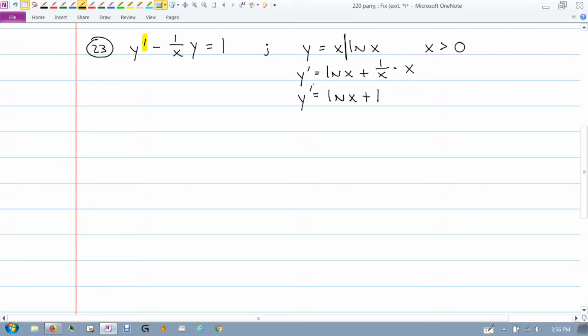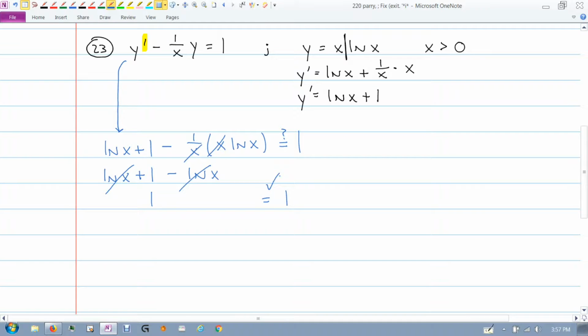That's y prime. So we plug that in, and we get natural log of x plus 1 minus 1 over x times y, but remember y was x natural log x. And the question is, does that equal 1? And see these x's cancel. So what you get is natural log x plus 1, and then minus natural log x. Natural log x's cancel, and you're left with 1, and yes, that does equal 1. So we're good to go.